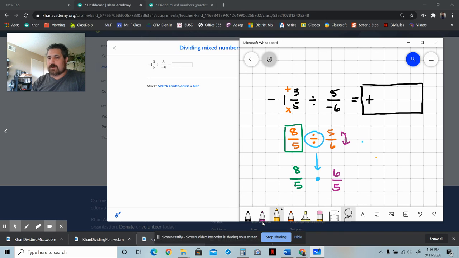Okay, so in this case, just multiply across the top. You get 8 times 6, which is 48. Multiply across the bottom, 5 times 5, which is 25. How many times does 25 go into 48? 1 time. That's 25. How many extra? 23. So it's going to be 1 and 23 25ths, and it's going to be a positive answer. So it's positive 1 and 23 25ths.